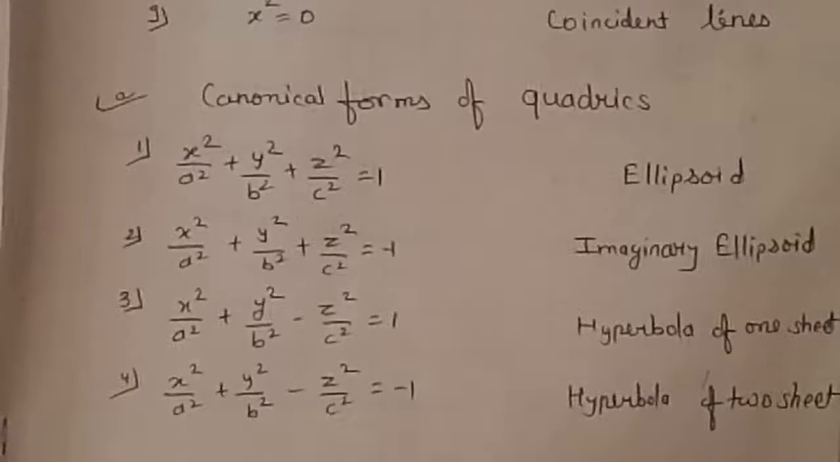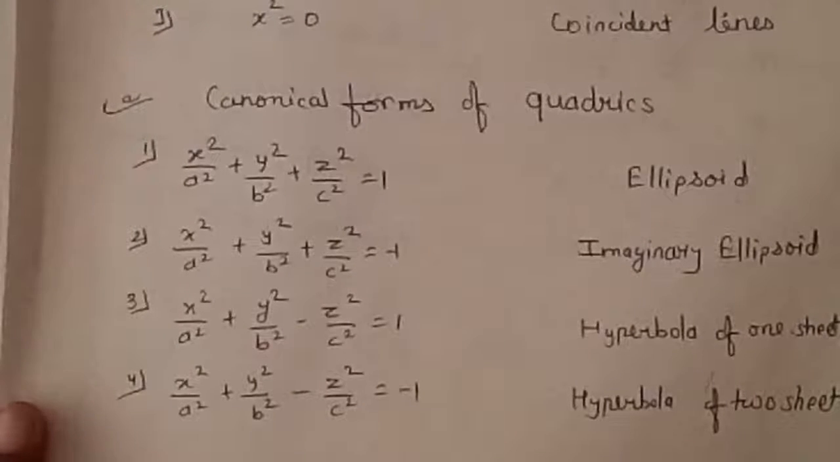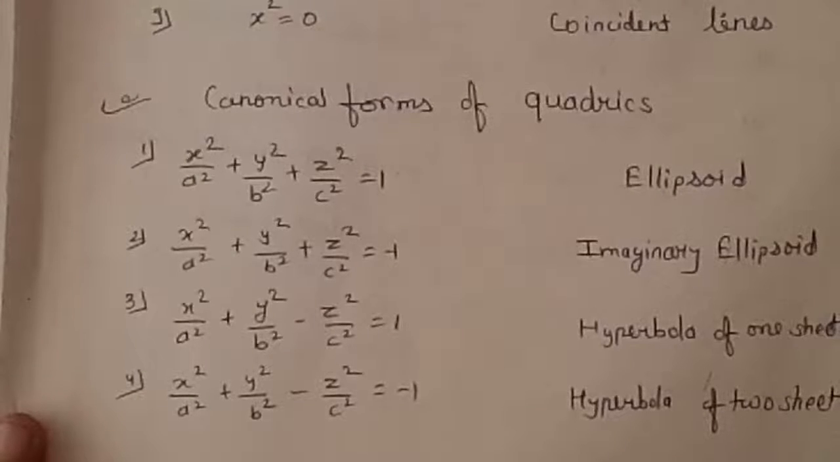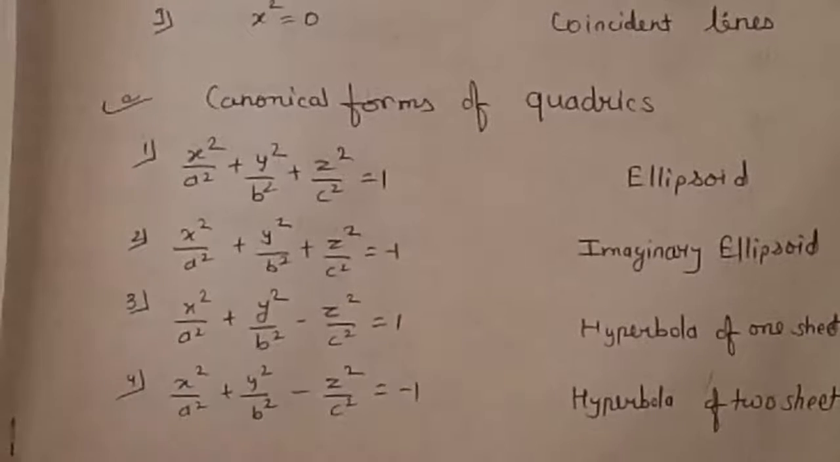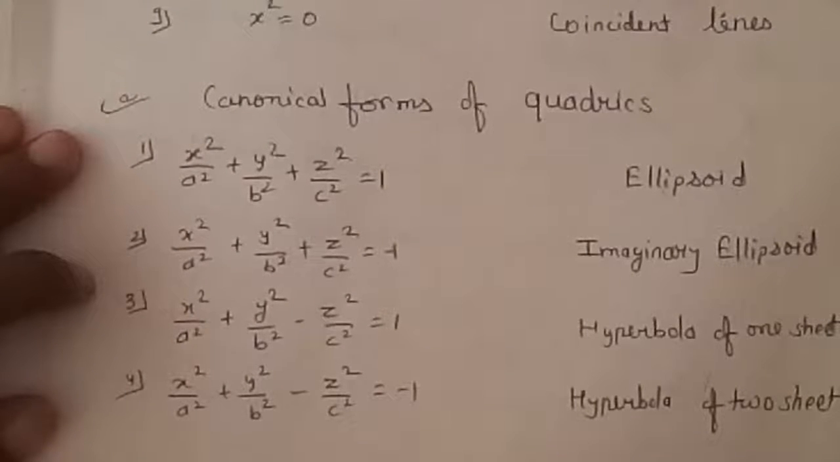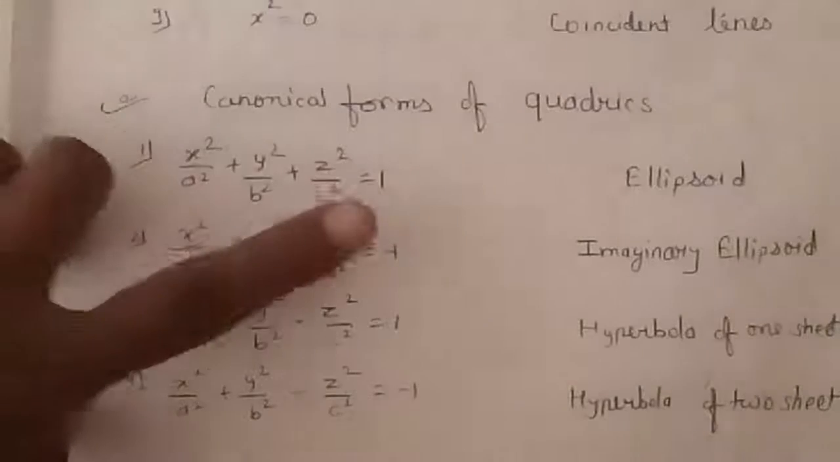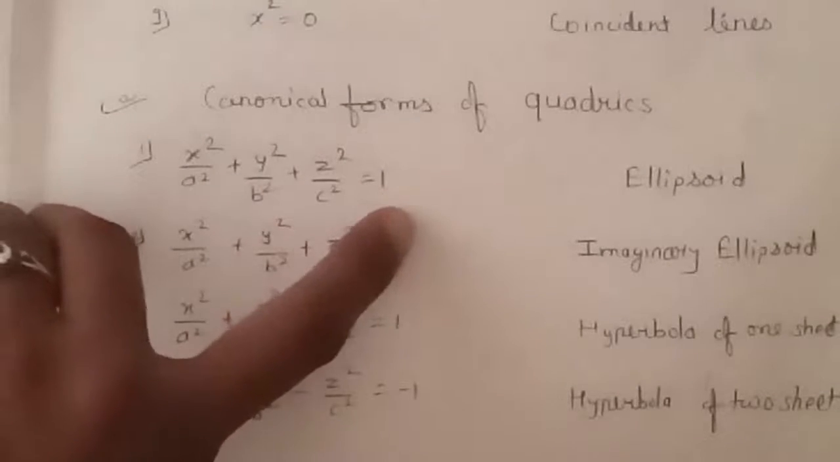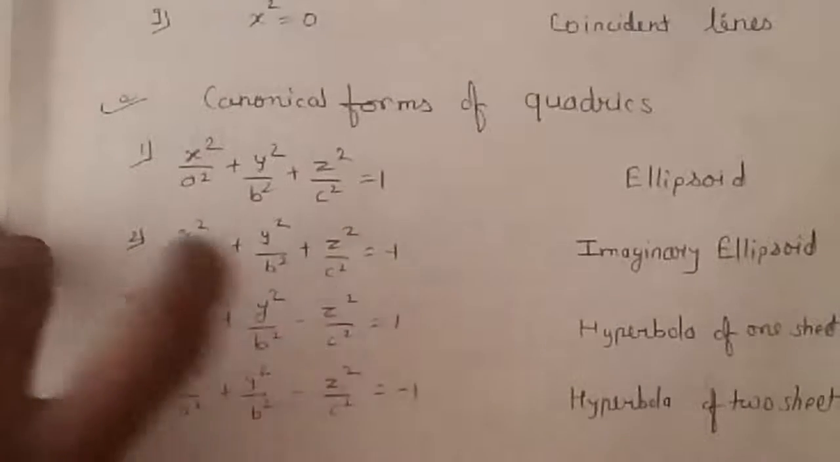Next we have the canonical forms of quadrics. The first canonical form is x square upon a square plus y square upon b square plus z square upon c square is equal to 1. Then this is the ellipsoid. If instead of 1 there is a minus 1, then this is an imaginary ellipsoid. So between the ellipsoid and the imaginary ellipsoid there is only one difference: here it is written 1 and here it is minus 1. If it is 1, we say it is an ellipsoid, and otherwise it is an imaginary ellipsoid.